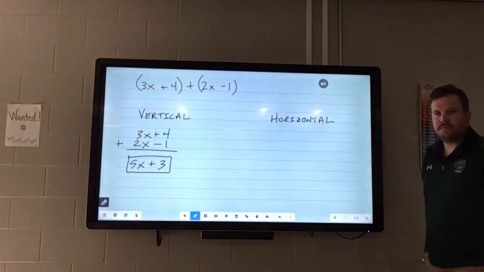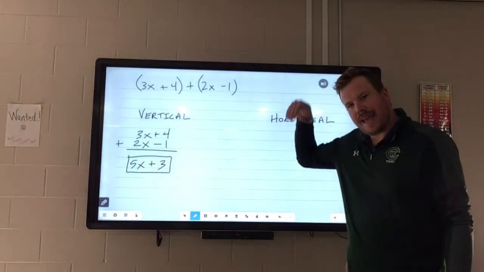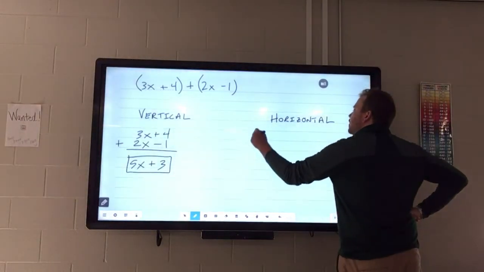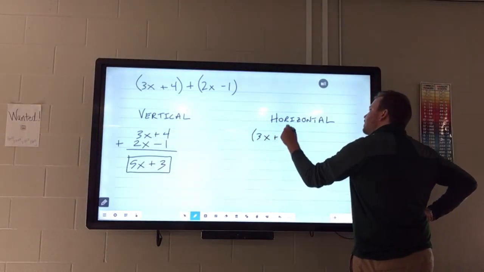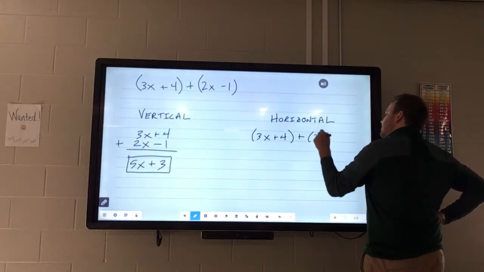So that would be vertical. We line up our like terms, and then we add them straight down. Horizontal is the same idea, we just group it a little bit differently. So we have 3x plus 4 plus 2x minus 1.